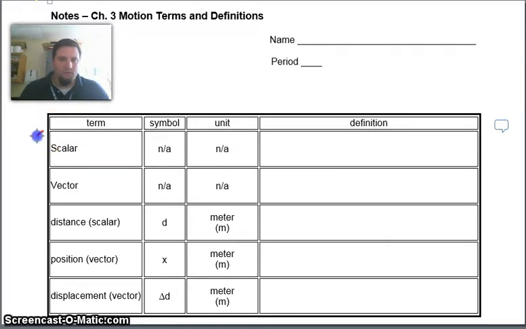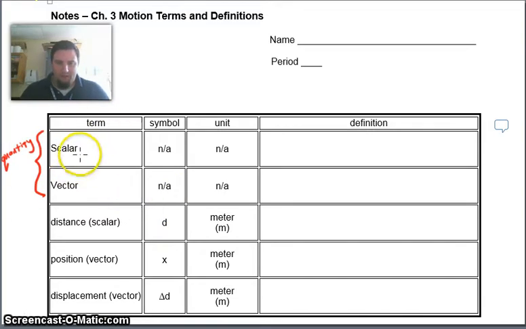We're going to start off with these first two definitions. These are called quantities. They're types of quantities: a scalar quantity and a vector quantity. They don't really have symbols or units. They just describe how different quantities are.